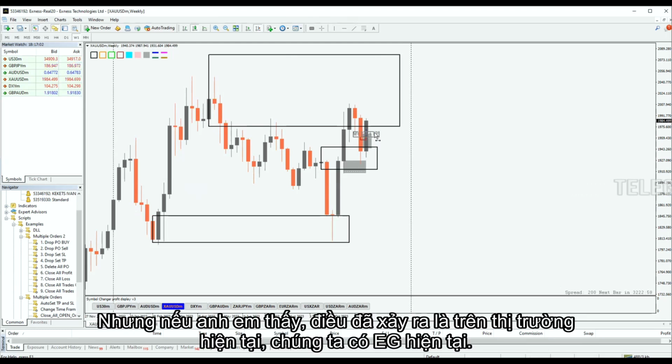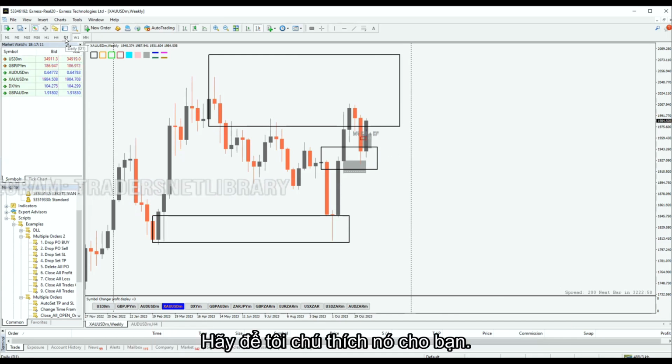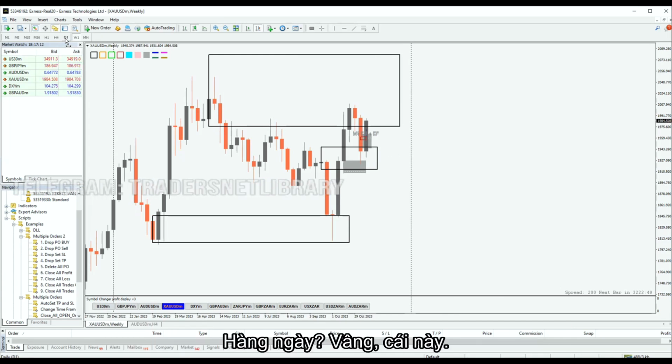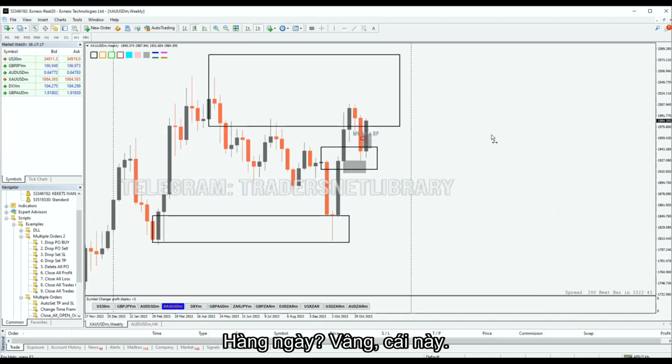But brother, what happened was that in the current market price, we have a current EG. Do you focus on them or only on the extreme left one? Let me annotate it for you. Yeah, the daily, this one.